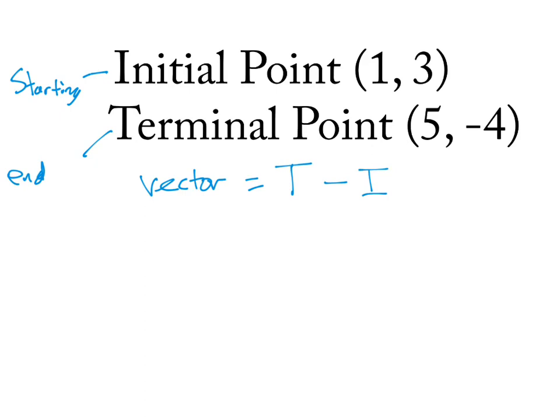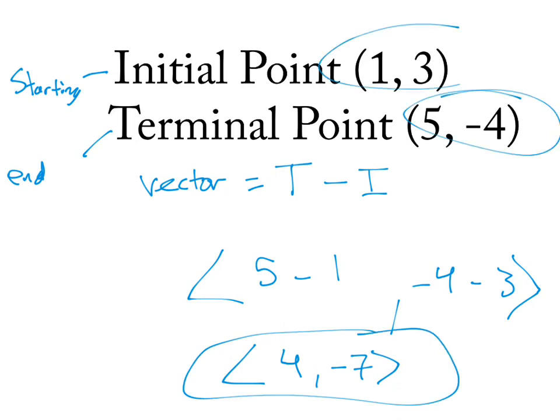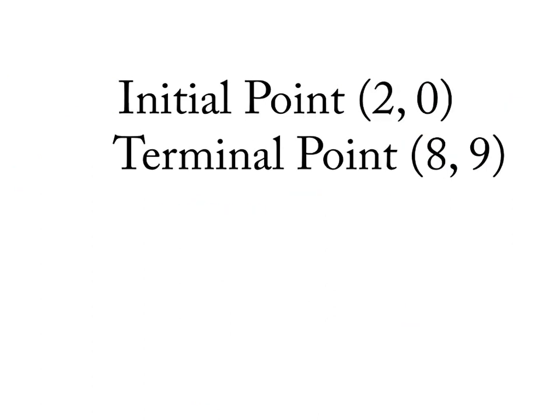And you're just going to do x minus x and y minus y. And so my vector here is going to be 5 minus 1 for the x component, and then negative 4 minus 3 for the y component, and that'll give me 4, comma, negative 7. Okay? So you just take the terminal point coordinates and subtract the initial point coordinates, and you'll have your component form. All right, you try out this one.